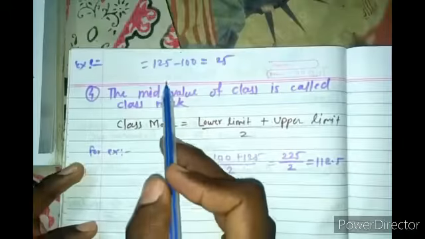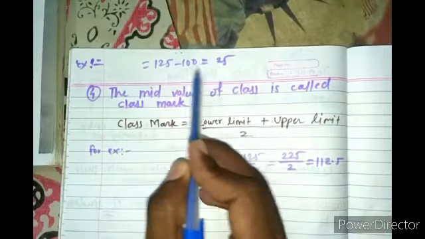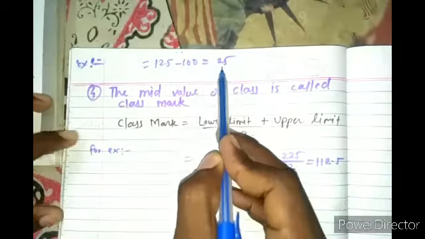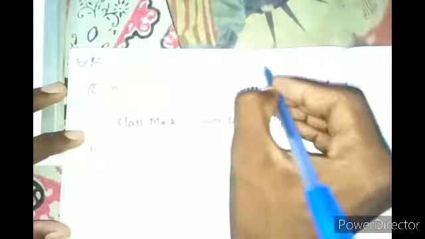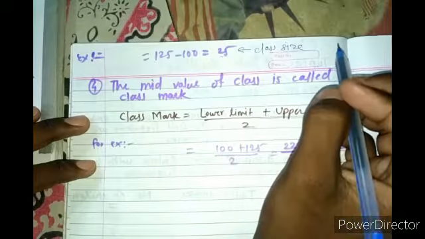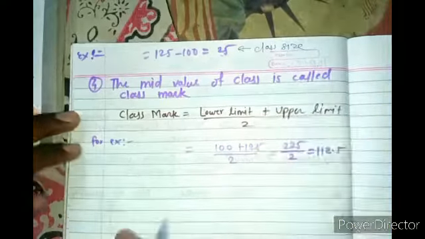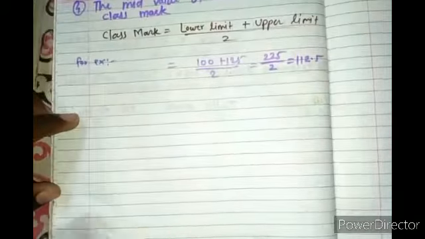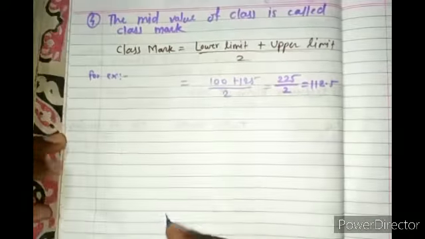Then we will take the difference of the upper class limit and lower class limit. In that we will subtract the lower class limit from the upper class limit. So again, I have taken the example: 125 minus 100. So our answer is 25. This is our class size, meaning the size of the class is 25, and each class has the same class size, right? That we will see further when we solve the problem.